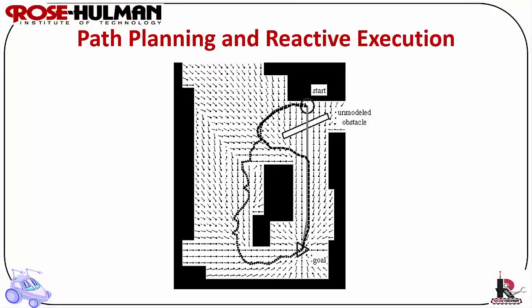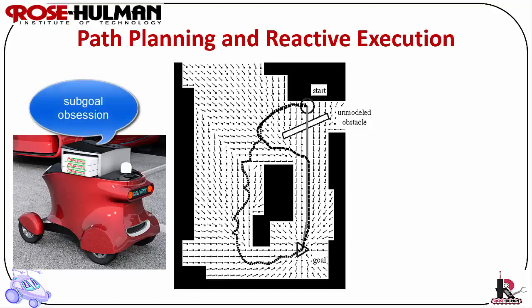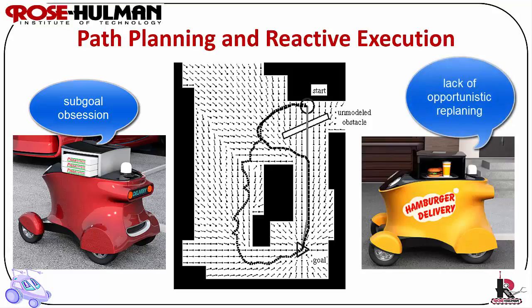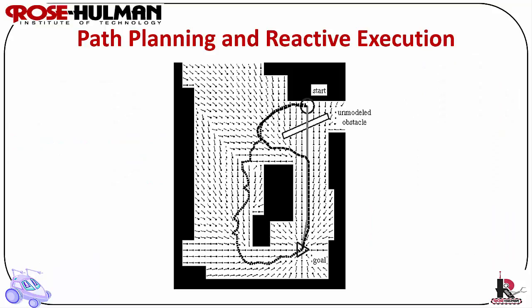Path planning and reactive execution. Most path planning algorithms are employed in a plan once and then reactively executed, which is a type of hybrid control. The problems with reactive execution are sub-goal obsession, which means the robot gets stuck trying to get to a sub-goal when that's not really the overall goal. Lack of opportunistic replanning, which means that as the robot's moving, it cannot immediately make a new plan if it's not making progress. One way to correct for this is to use a D-star algorithm, which has continuous replanning.